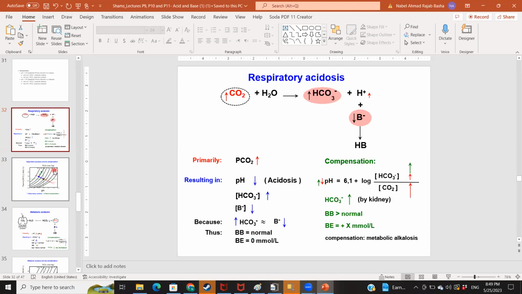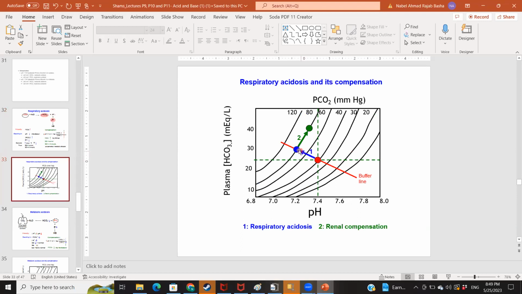Okay, and then there will be a compensation by the kidney. As Dr. Shams labeled for you, it's renal compensation. So the kidney will try to reabsorb bicarbonate and increase the amount of bicarbonate in the blood. So you can see that bicarbonate is moving up from 30 to 40, and we are shifting the pH a little bit back to normal levels. This is how we are maintaining, or trying to maintain, normal pH. Okay? I hope it's clear.